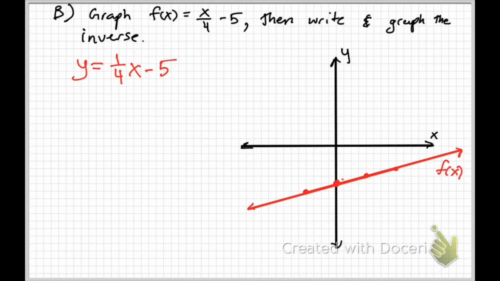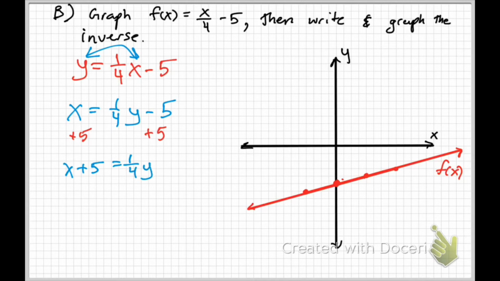Now let's find the inverse. This is where I swap my x and y. So I get x is equal to 1/4 y minus 5. I'm going to add 5, just solve for y. So x plus 5 equals 1/4 y.